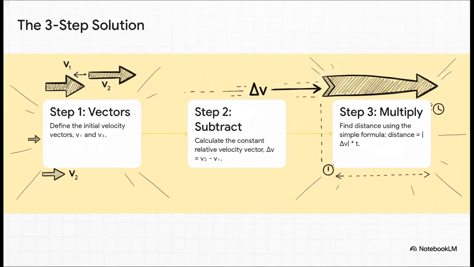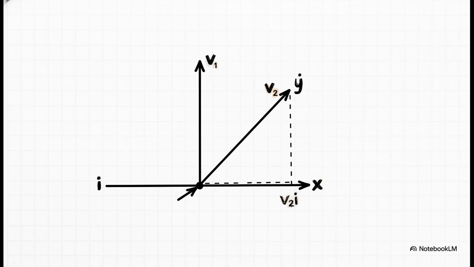So our game plan is super simple now. First, we'll write down the initial velocity vectors for each body. Second, we'll subtract them to find that constant relative velocity. And third, we'll find the length of that new vector and just multiply it by the time. That's it. Okay, let's quickly define our directions. We'll say the i vector points horizontally and the j vector points straight up.